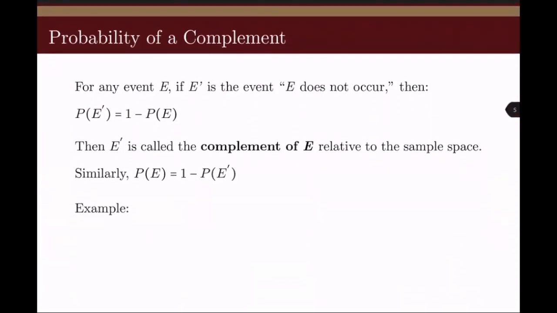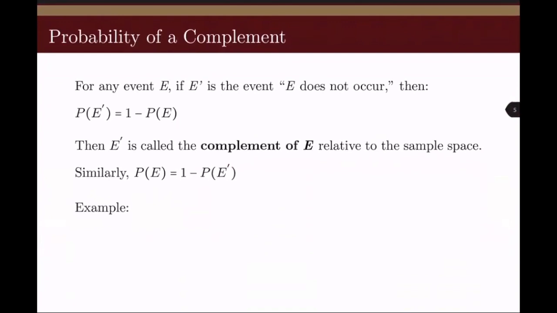So the probability of a complement. For any event E, if E complement is the event E does not occur, then the probability of E complement is equal to 1 minus the probability of E. E complement is called the complement of E relative to its sample space. And similarly, the probability of E is 1 minus the probability of E complement.